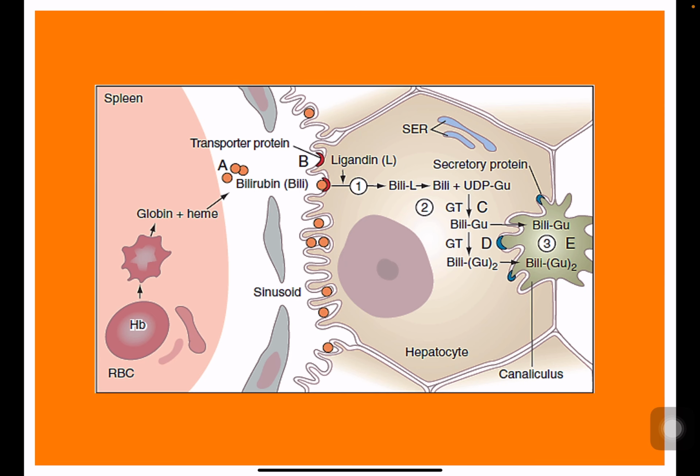So going back to the picture, the problem with Crigler-Najjar and Gilbert syndrome is there is a mutation in the UDP glucuronyl transferase. That's why the unconjugated bilirubin cannot be conjugated. So that's why there's a buildup of the former.